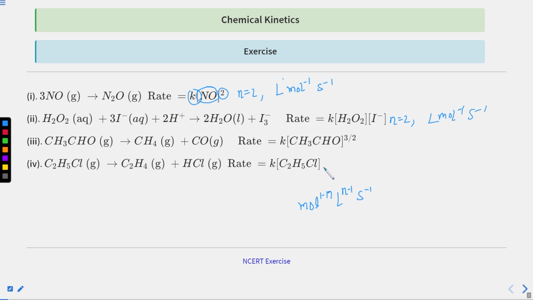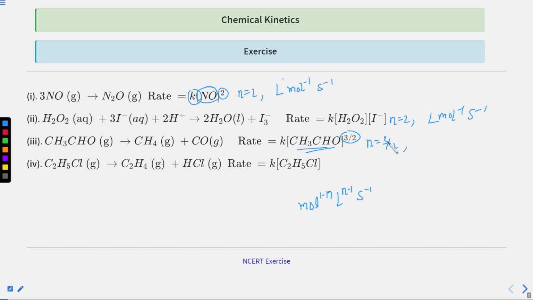What about the third question? What is the order of the third question? You can see here that there is a very good lesson for this chapter, that order can be fractional, right? Here you can see that this reactant is raised to the power 3 by 2, which gives us that order as 3 by 2. So order can be fractional.